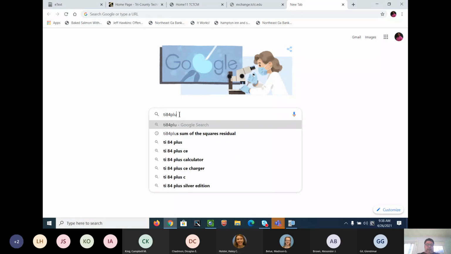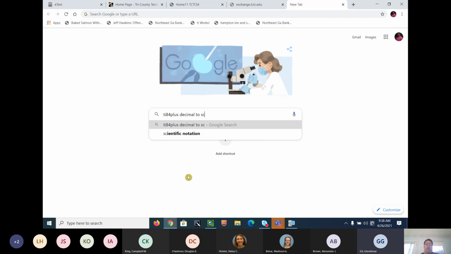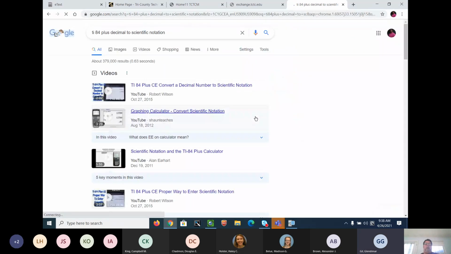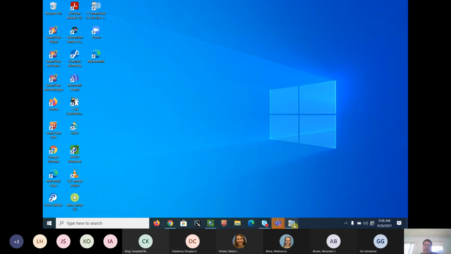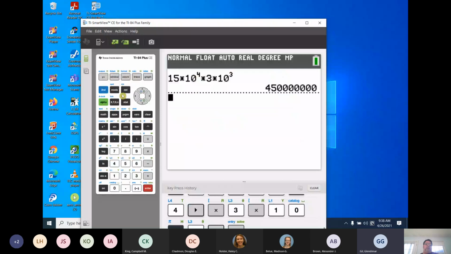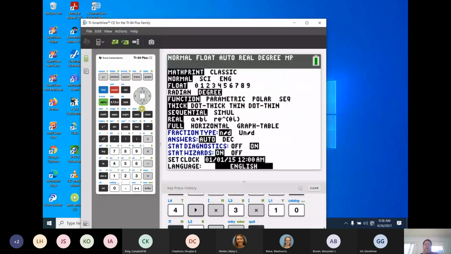TI-84 Plus, from decimal to scientific. Don't you click mode and then switch it from the normal section to where it says sci? I think that's what you click. Is that what it is? Okay, let me go back. But I was thinking of that on an umbrella basis, I was thinking of just by problem. Oh, gotcha. That's right, mode. Yeah, you could change it to that.